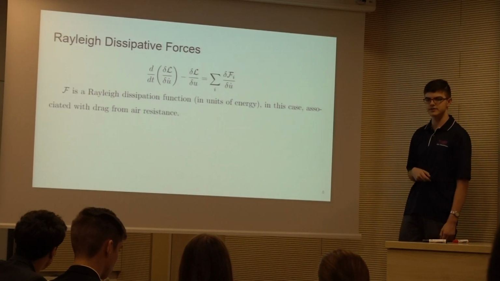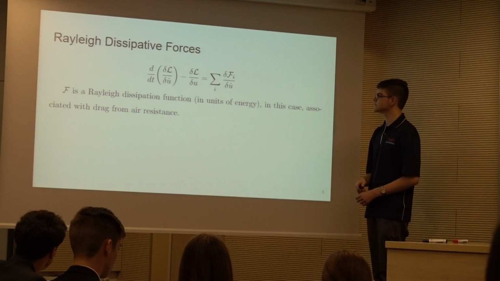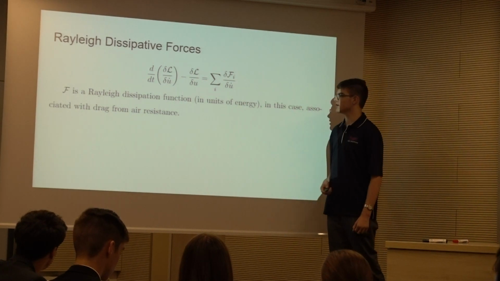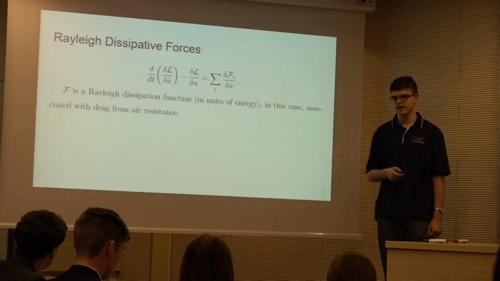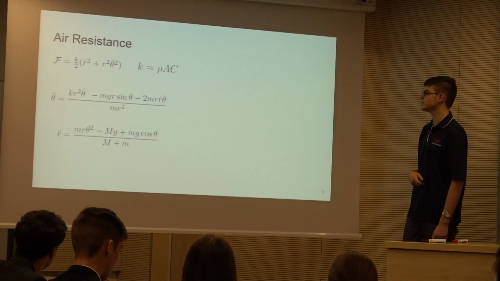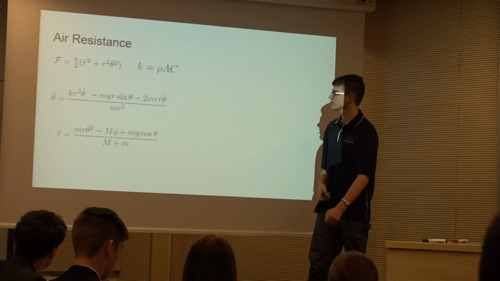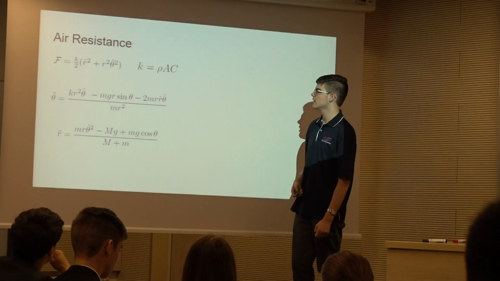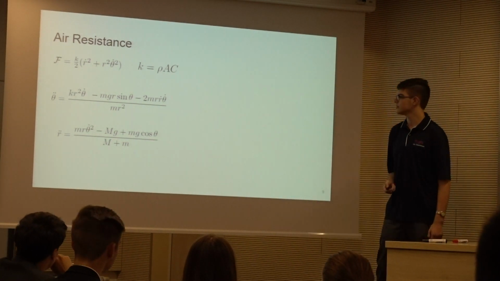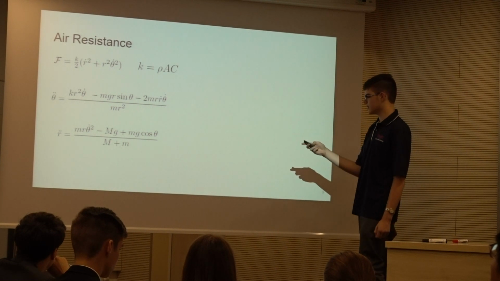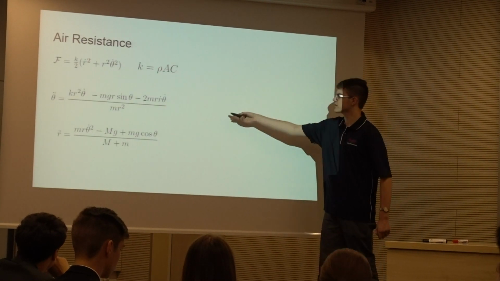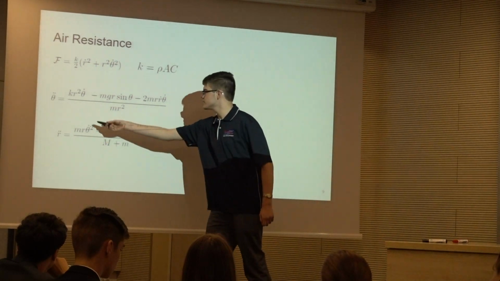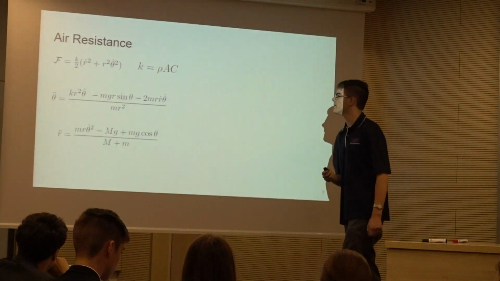To include air resistance, we use Rayleigh dissipative forces. F is a Rayleigh dissipative function in units of energy associated with drag from air resistance in this example. So we have the function for air resistance here, where K is the constant. We use this with our updated Euler-Lagrange formula to get two new second-order differential equations. As you can see here, here is the air resistance.